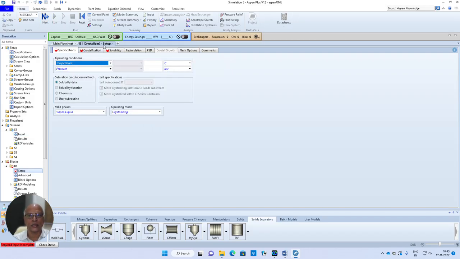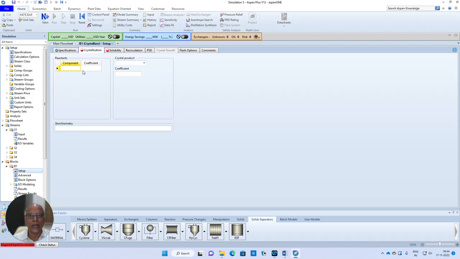Now, talking about the crystallizer. We were given that it is operating at 20 degrees centigrade and 1 bar. So these are the specifications required. Next, what is the actual crystals? How is it getting formed? Copper sulfate 1, water 5 gives rise to your product COP01.